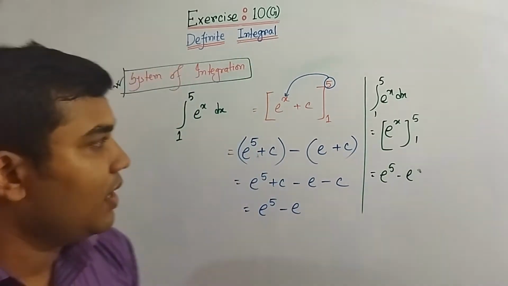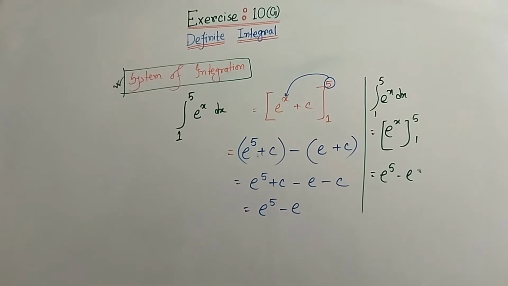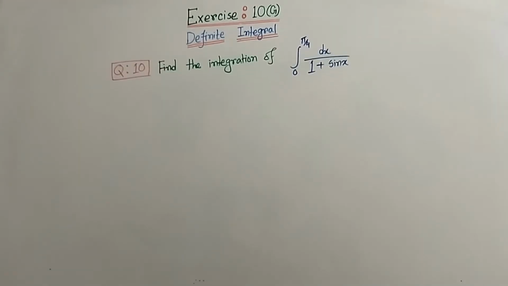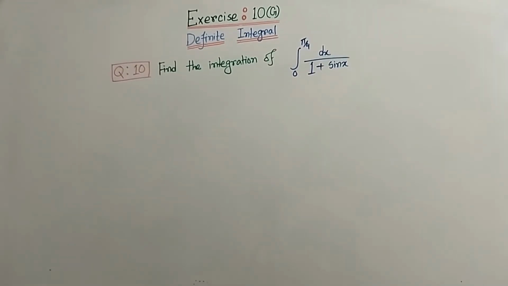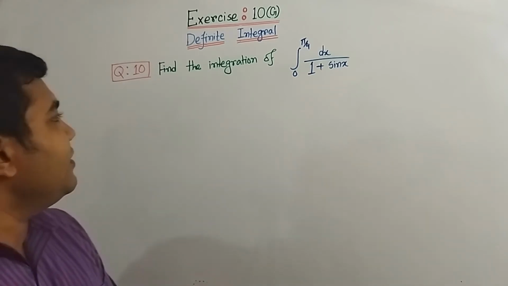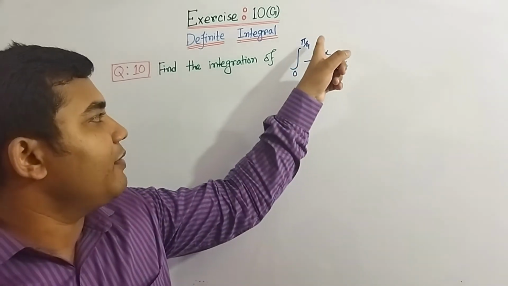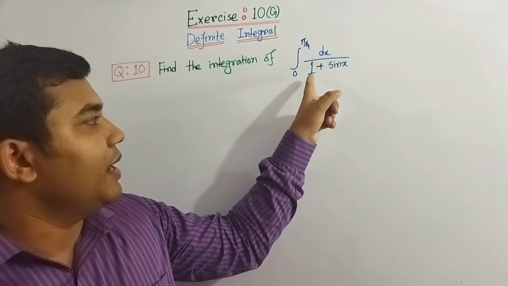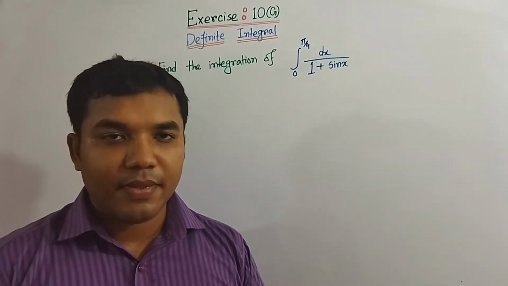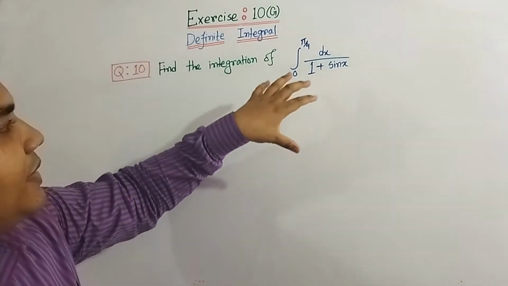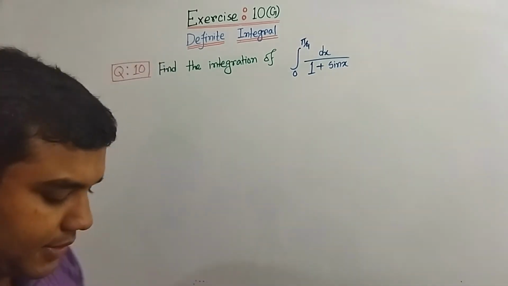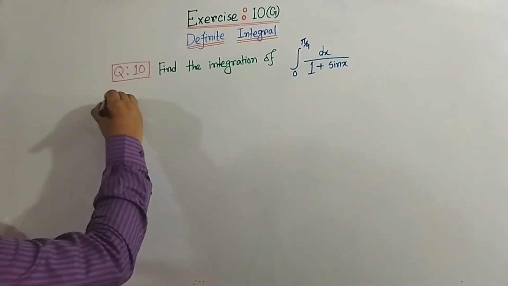My dear students, now this is the time for solving some mathematical problems. So dear students, our first mathematical problem is question number 10. Here is given, find the integration from 0 to pi by 4 of dx divided by 1 plus sin x. Actually we have to integrate this. How can we go for it? Okay, our solution part.